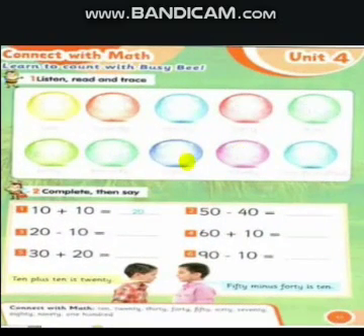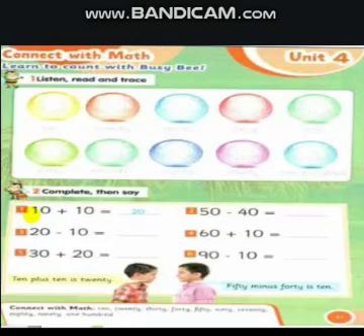Okay, open your book. Here we have Connect with Math. Learn to connect with Busy Bee. Exercise number one. Listen, read and track. Here we have 10, 20, 30, 40, 50, 60, 70, 80, 90, 100. Okay? Exercise number two, complete then say. We will try to complete and then say.